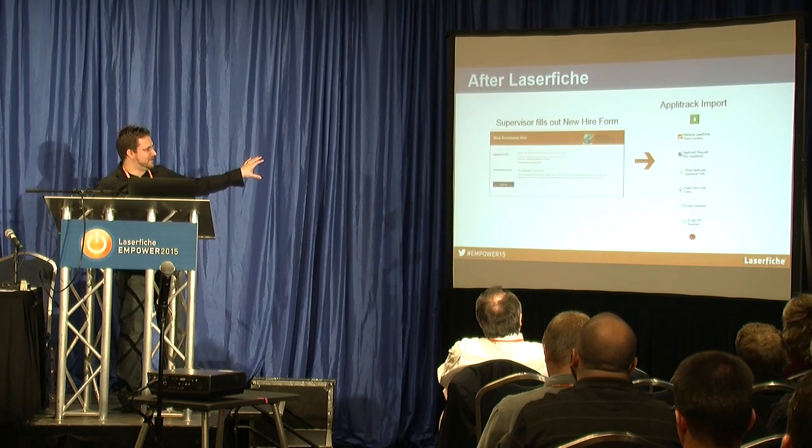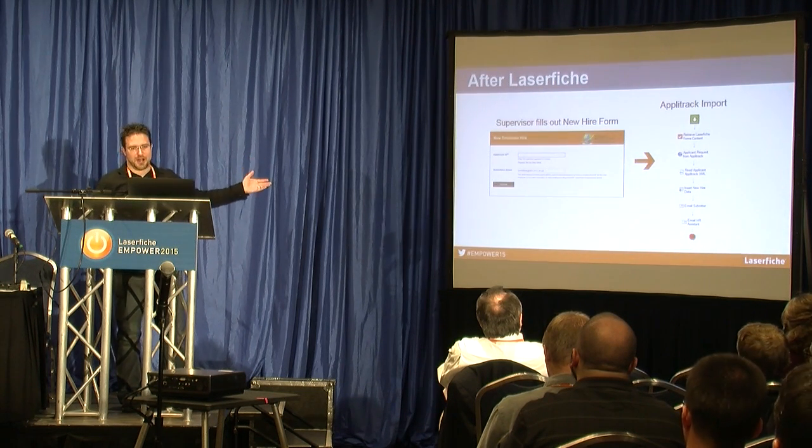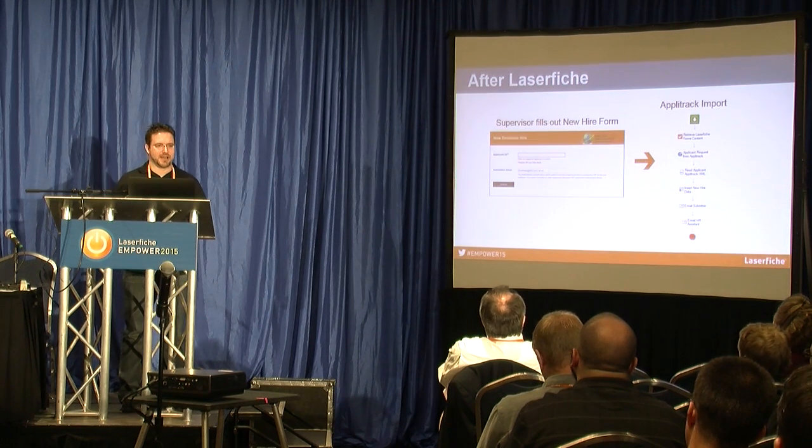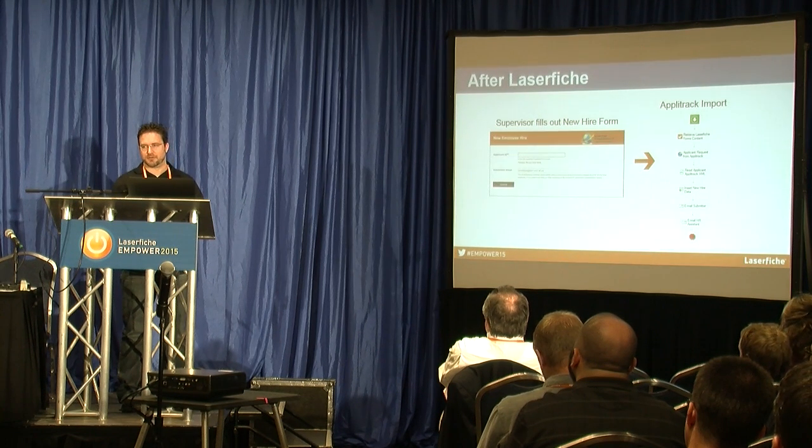So after we implemented Laserfiche, this is now the new process that we have. To begin with, this is what we call our new hire form, and it just has 2 fields in it, very simple. The first one is the applicant ID. And any of you familiar with AppleTrack, every person that applies for a job gets an applicant ID number. As the supervisor is looking at the applicant in AppleTrack, that ID number is just there, and it's really easy to get to.